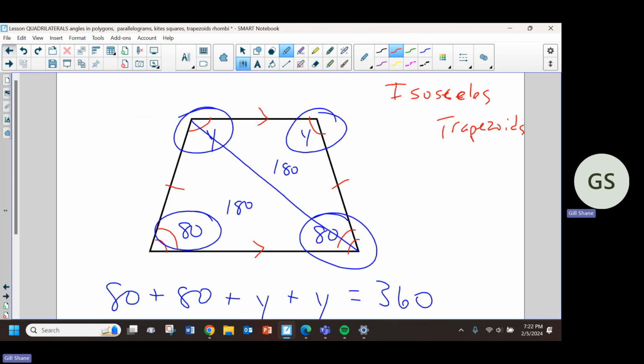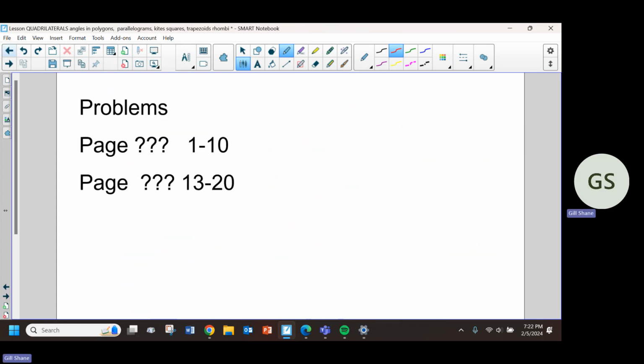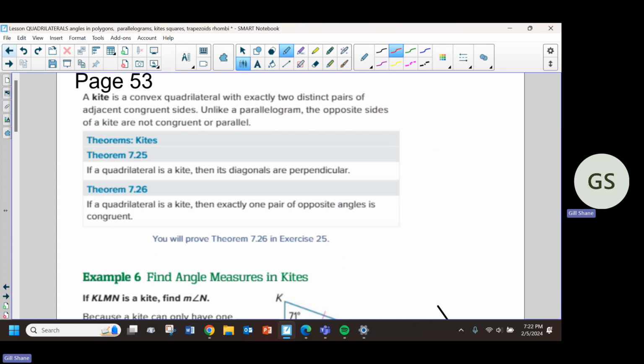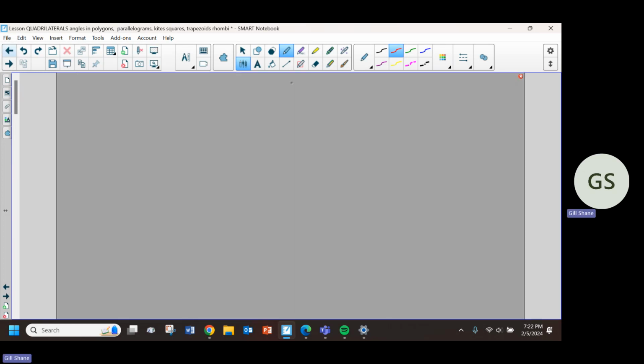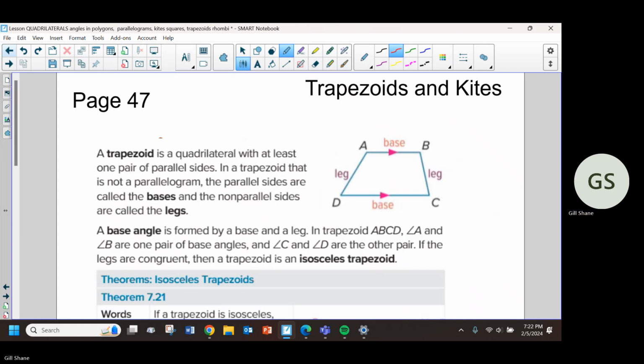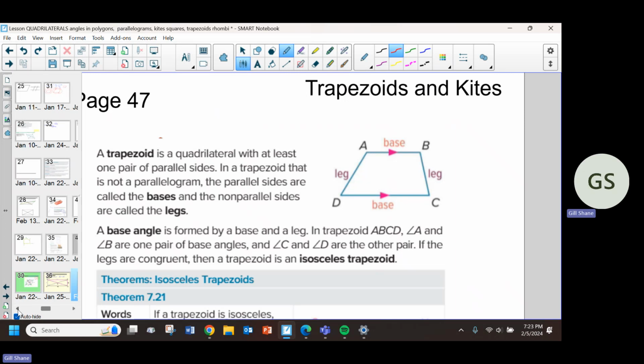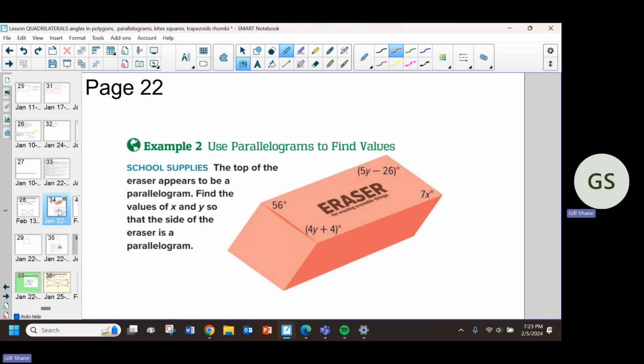I think that's trapezoid stuff. Yeah, kites still. Trapezoids. So that's still trapezoid here. Let me just go back to the very big lesson. So there's the problem there that we did. You can go back to that video if you really want to.